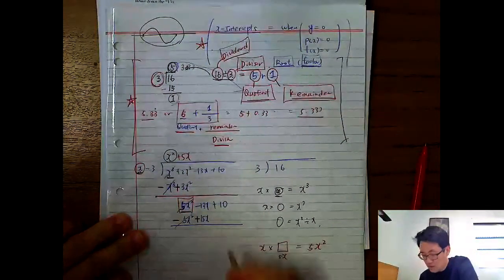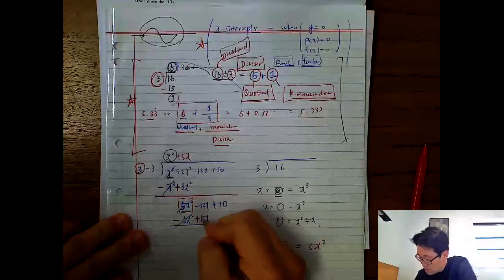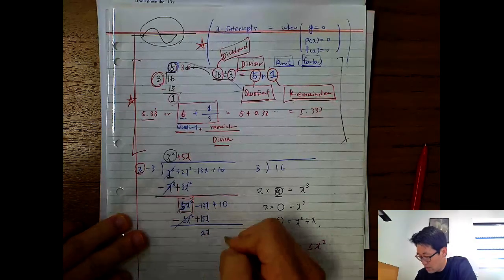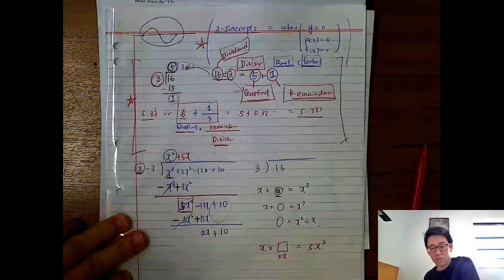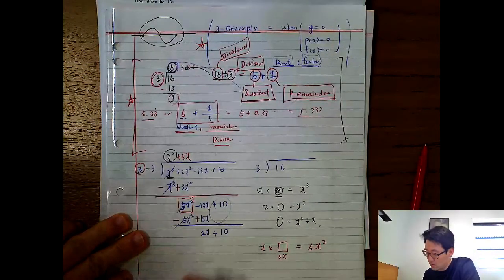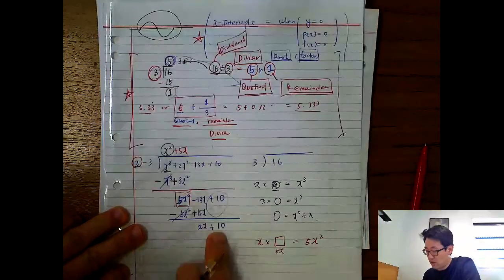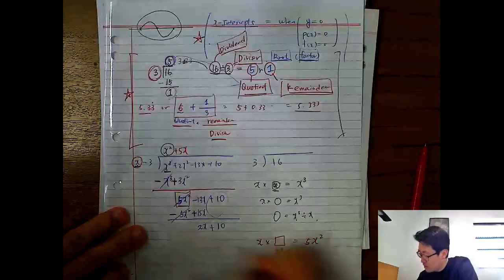Cancel things out, I don't need to do it. Minus 13 plus 15 is 2x. And what's left? 10. So continue, okay? Suppose that's the last one, isn't it? Since it's x there.